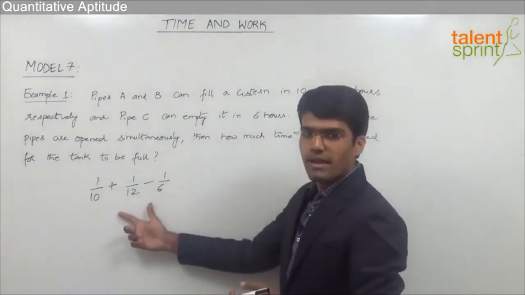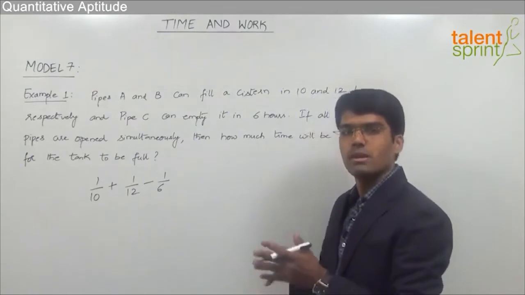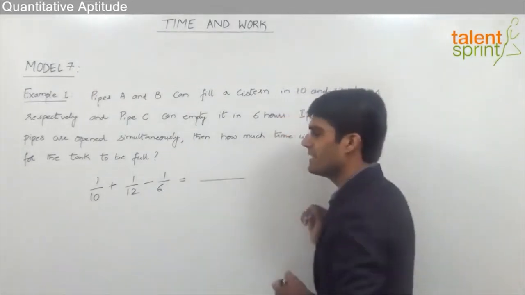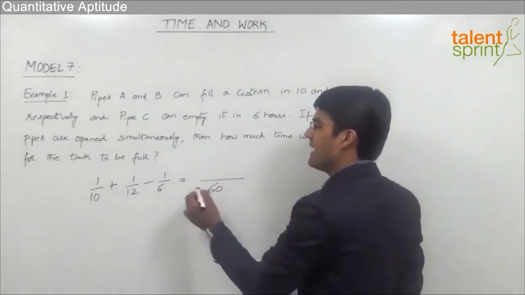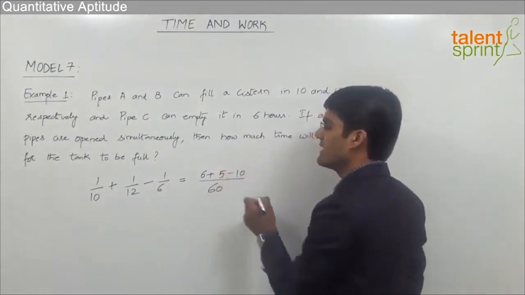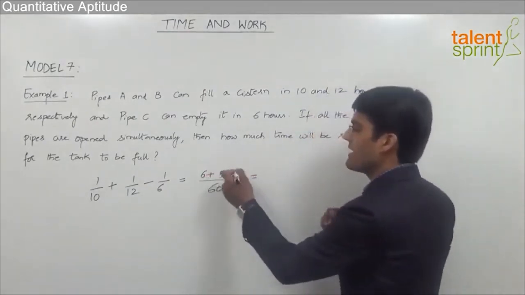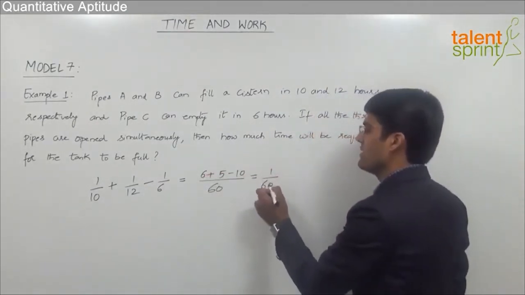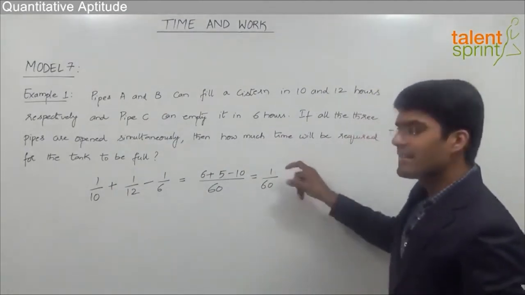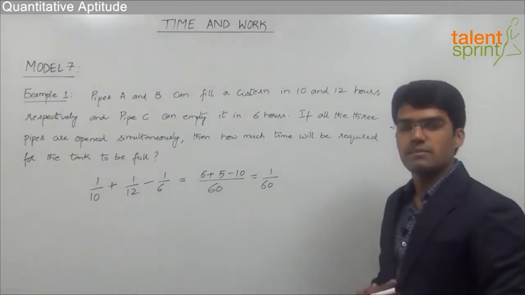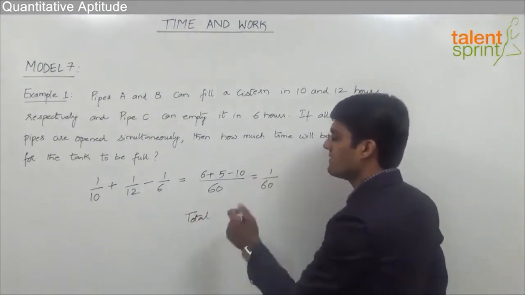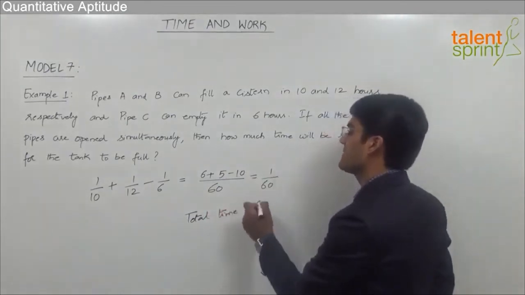So the total of these values will give us the total work done by all the three pipes together in 1 hour. So by simplifying this, we can say that the LCM is 60 and 10 goes 6 times, 12 goes 5 times and 6 goes 10 times. So 6 plus 5, 11 minus 10 is 1 by 60. So very clearly, when all the three pipes are running together, 1 by 60th of the work is done in each hour. So we can say that the total time required will be the reciprocal of this, that is nothing but 60 hours.